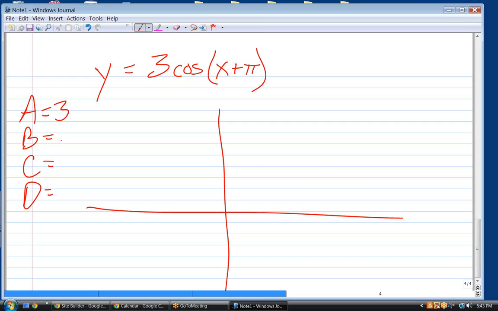A is going to be 3, B is still 1, C is pi, and D is 0. C is minus pi. Okay. And D is 0. Okay, so let me graph the normal.